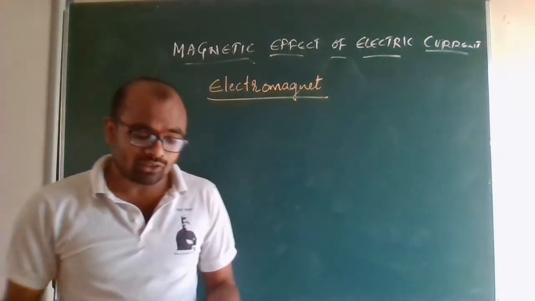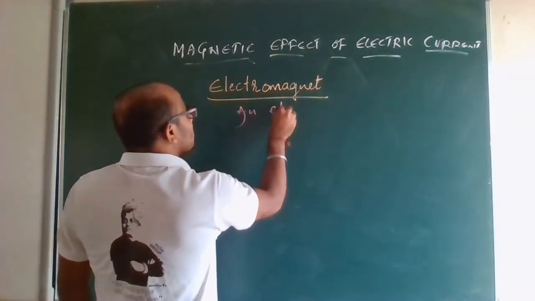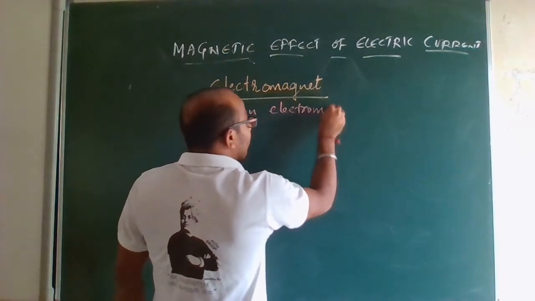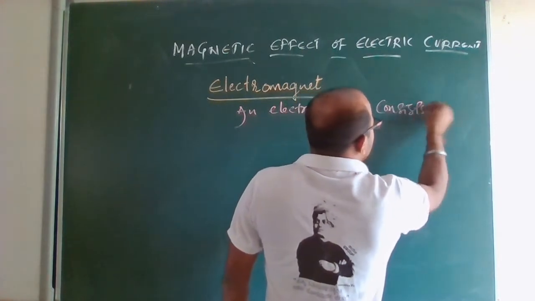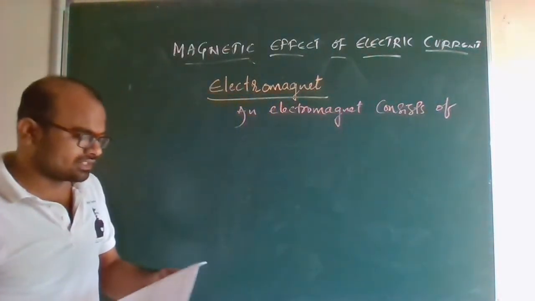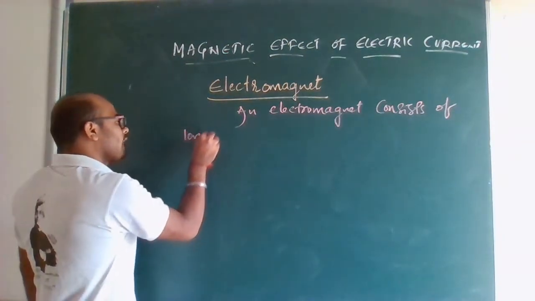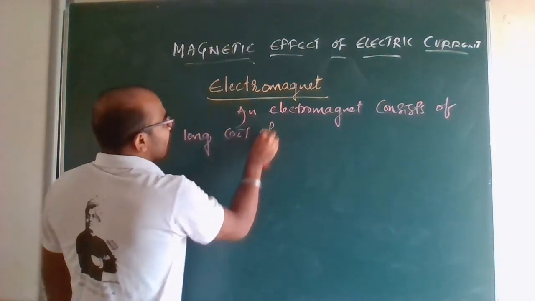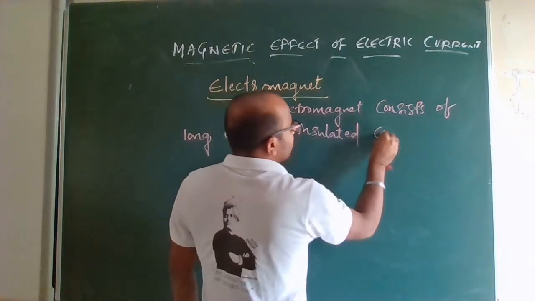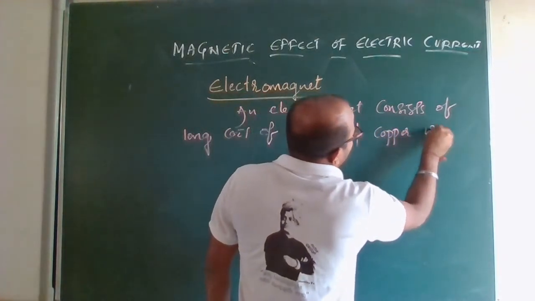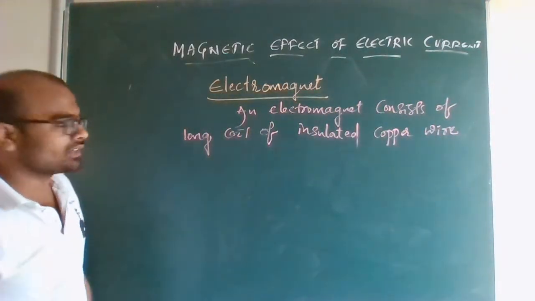An electromagnet consists of a long coil of insulated copper wire. What is it consisting of? A long coil of insulated copper wire.